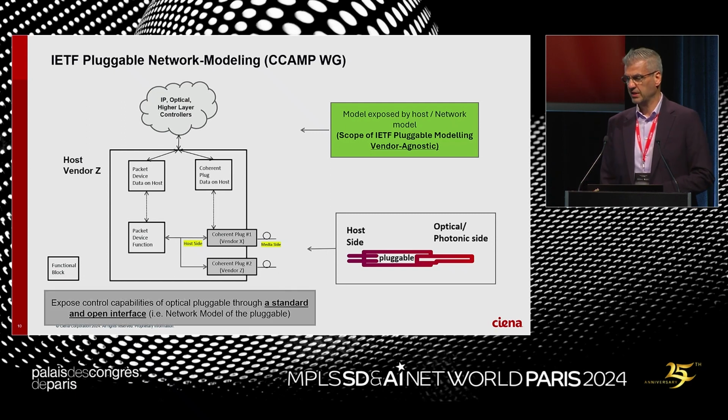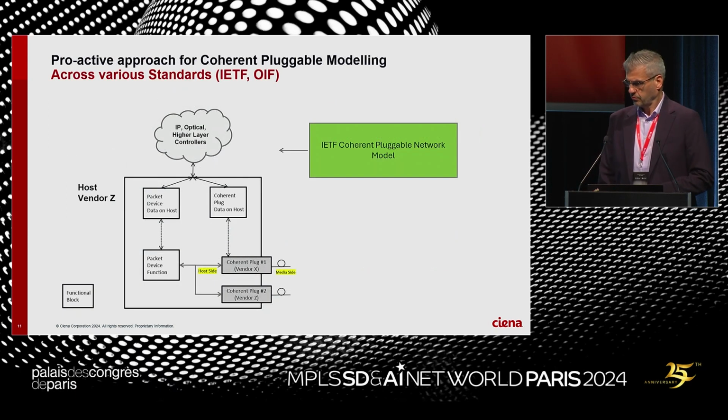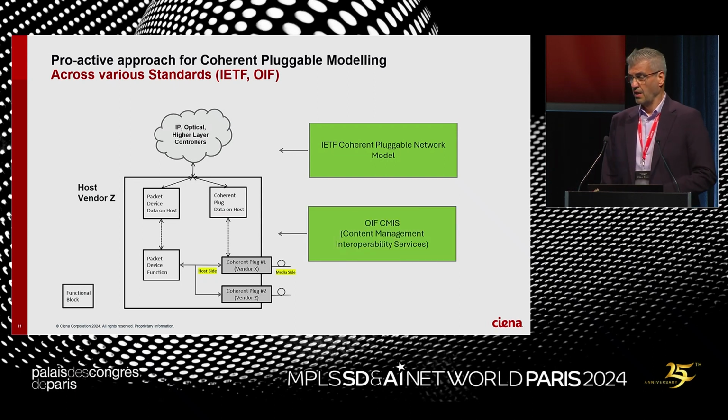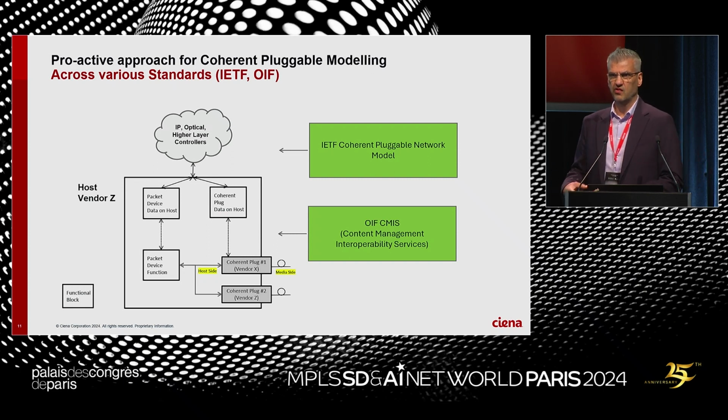So if I go one step further, now I have the model at the northbound of the router. I'm modeling the photonic, optical, and host side of the pluggables. If we want to do internal translation of that to the pluggables, if you're familiar with OIF CMIS, this is the protocol that basically sits here.